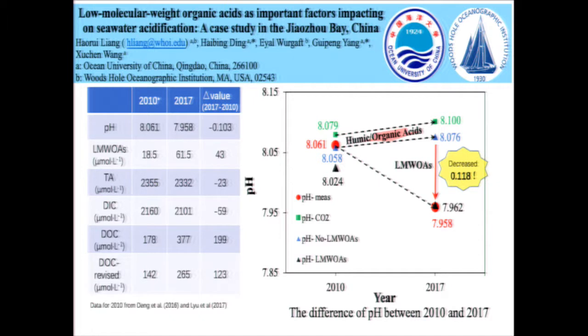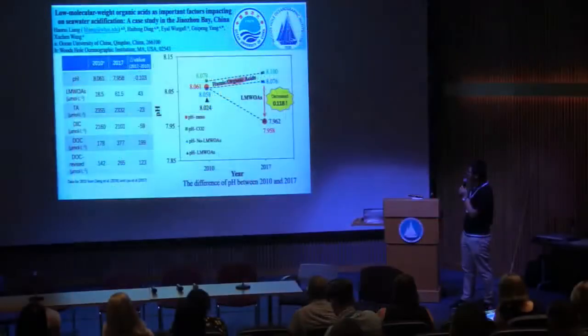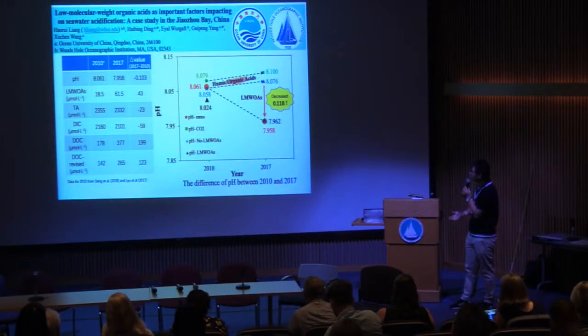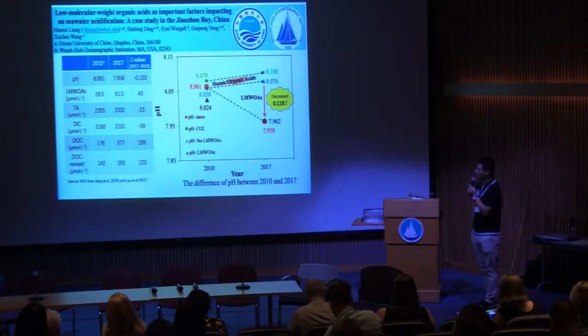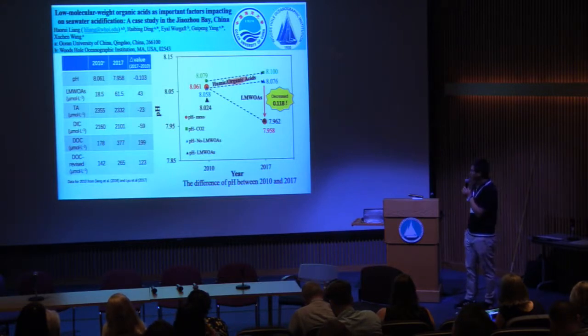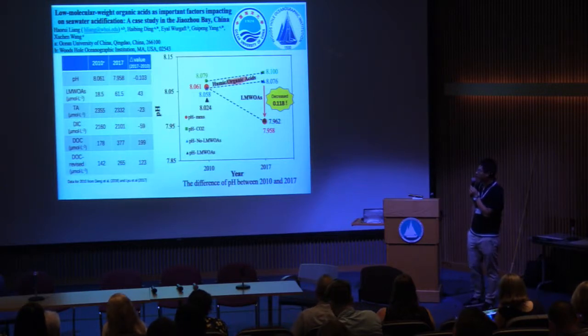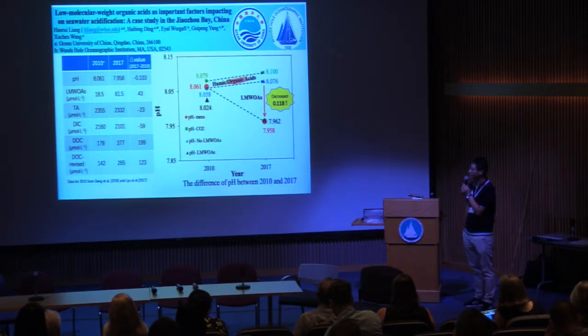And finally, we combine all the measured parameters, including the low molecular weight organic acids, and got the result shown as the black triangle, which fits well with the measured value in 2017. So under the impact of low molecular weight organic acids, the pH decreased about 0.118 units. It means the low molecular weight organic acids really have a huge impact on seawater acidification, and we should not ignore it. Thank you.